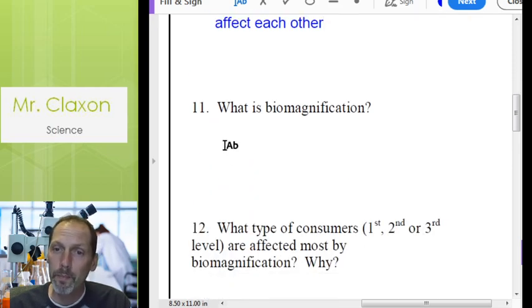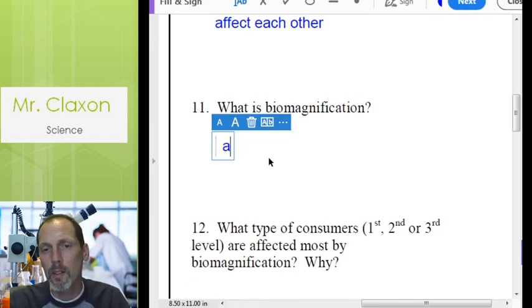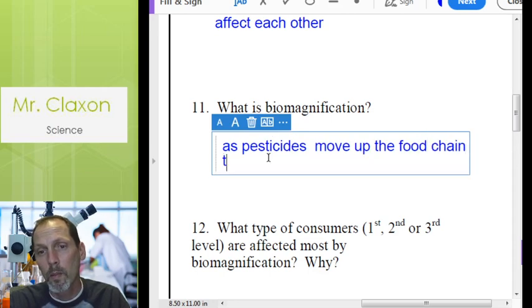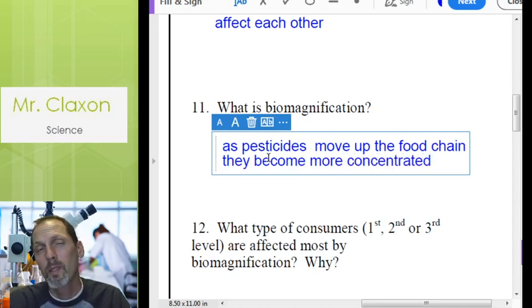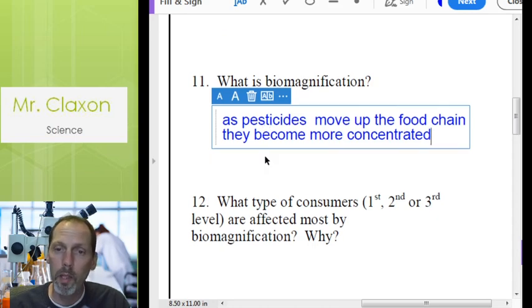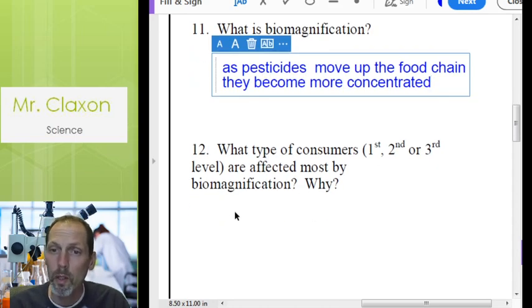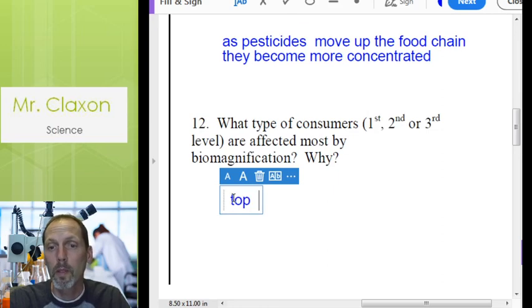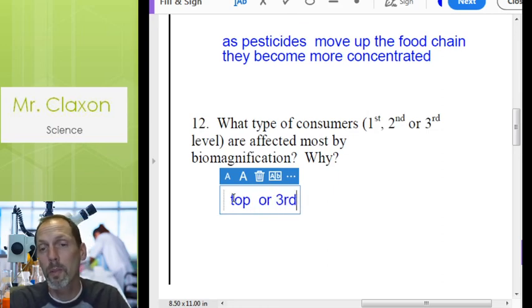All right, if you watch that video on biomagnification, it said that as pesticides move up the food chain, they become more concentrated. So it gets worse. The animals at the top are affected most. And that's why we about lost the eagle and the osprey, because we didn't notice these chemicals at the bottom of the food chain, but as they went up, it became more of a problem. So what consumer is affected most by biomagnification? You would say the top, or in this example, the third level consumer.